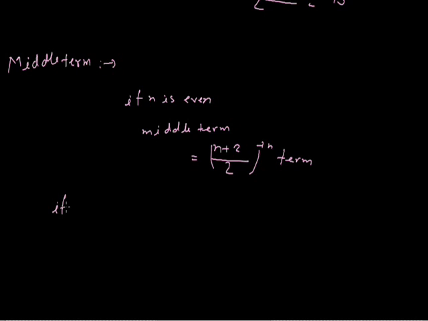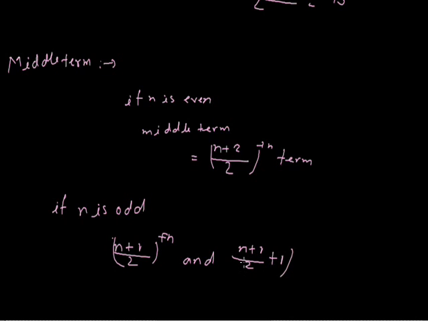Now, if n is odd, then there are two middle terms. The first is the ((n + 1)/2)th term and the next is the ((n + 1)/2 + 1)th term. If n is odd, there are two middle terms: the ((n + 1)/2)th term and the ((n + 1)/2 + 1)th term.